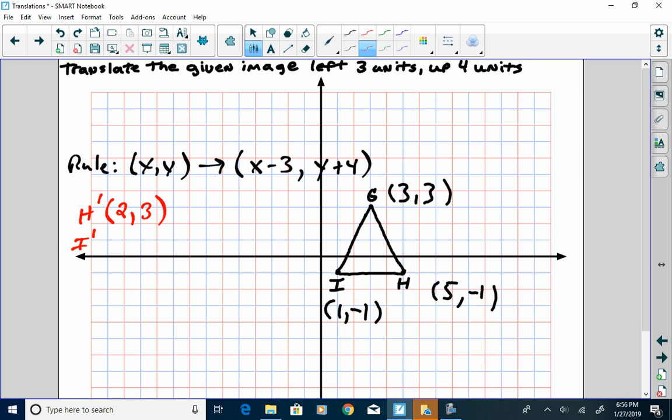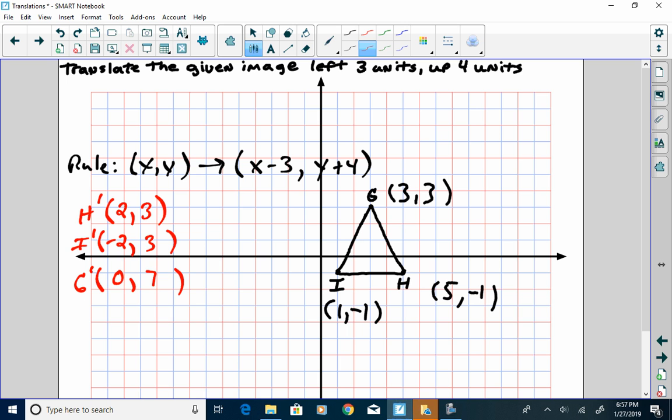I prime, let's see where that would be located. Here's I. We have to take 3 away from the x value. So if I'm at 1 and I take away 3, that's going to be negative 2 for the x value of I prime. My y value for I prime, I'm starting at negative 1, but I have to add 4. Negative 1 plus 4, once again, that's going to give me a value of 3. And then we have g prime. Well, the x value for g prime starts at 3, but then we have to take away 3. It's going to be 0. My y value starts at 3, but then we have to add 4. 3 and 4 is 7. So we now have the locations of h prime, I prime, and g prime.